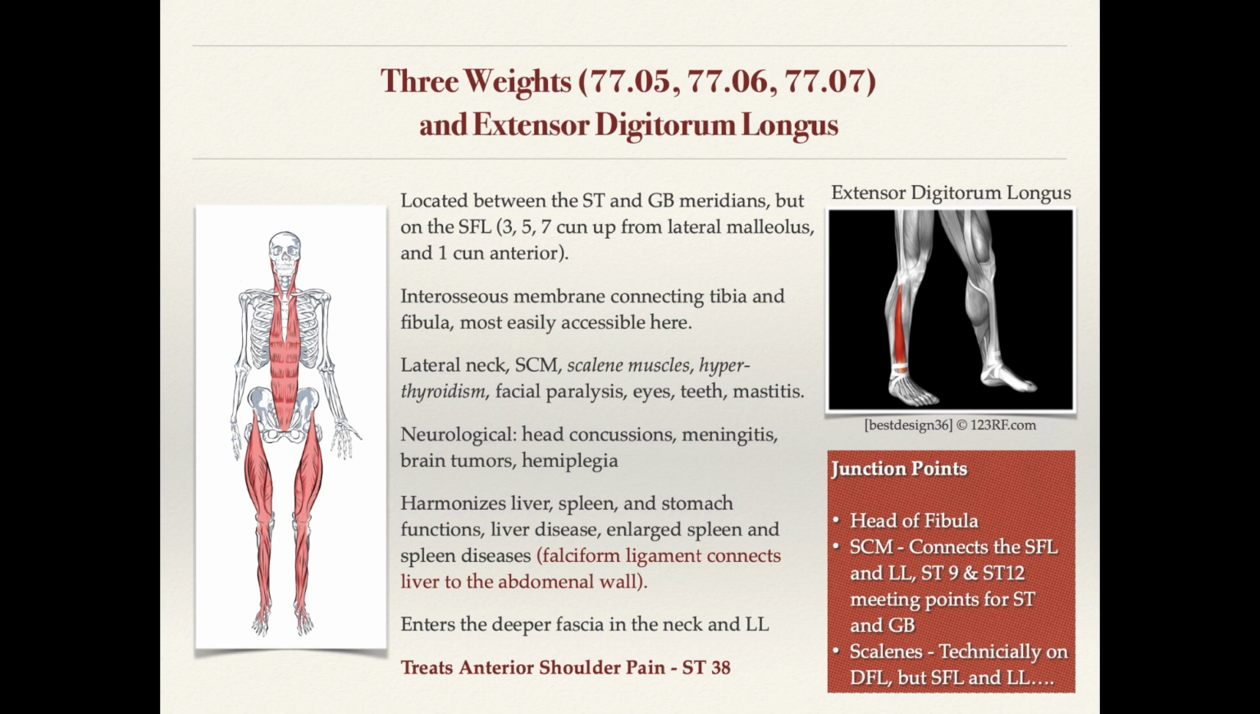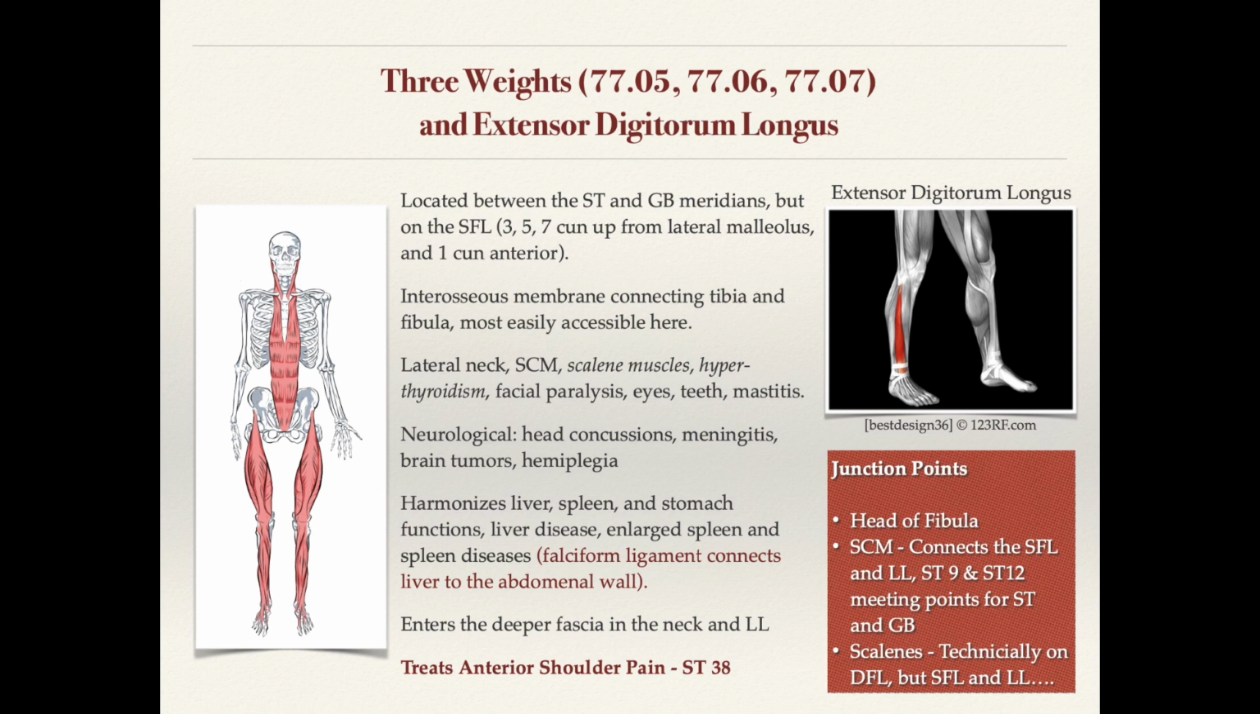So we've got this extensor digitorum longus muscle attaching to the head of the fibula, but then we also think of this as the gallbladder meridian area. So again, we see this sort of crossing over effect with the gallbladder and stomach meridian at the head of the fibula. And then we've also spoken about the SCM and the lateral line, and how the superficial front line and the lateral line both contain the SCM, and then stomach 9 and stomach 12 are both meeting points for the stomach and gallbladder meridians.